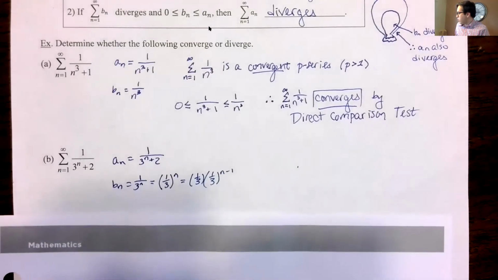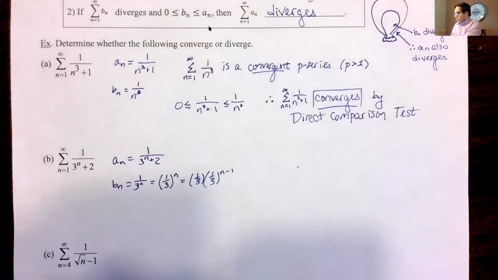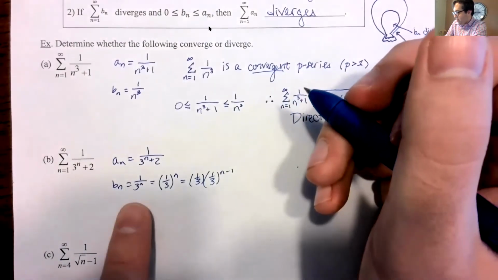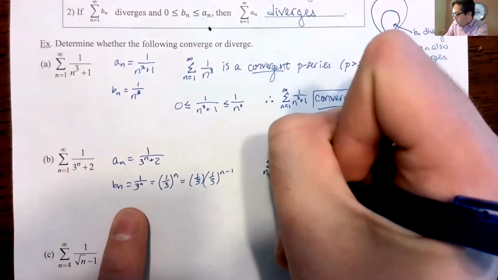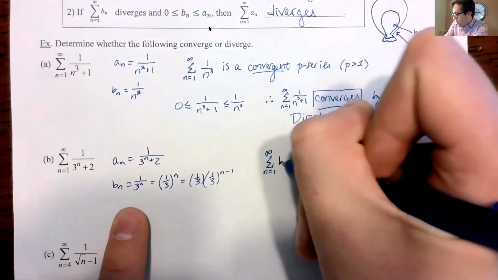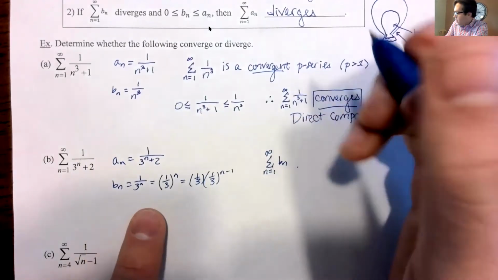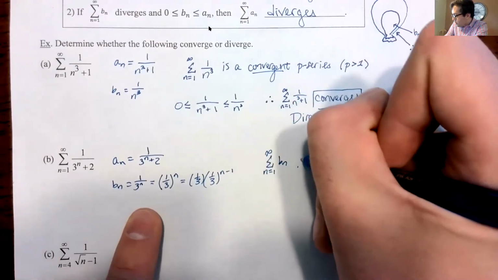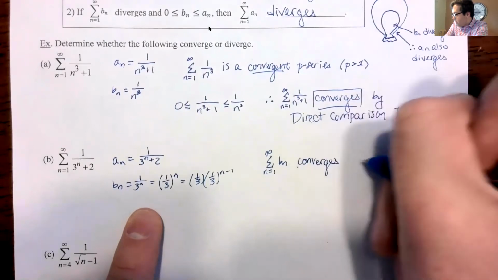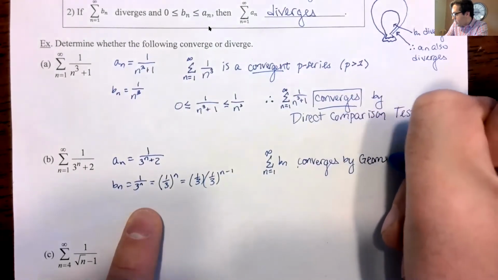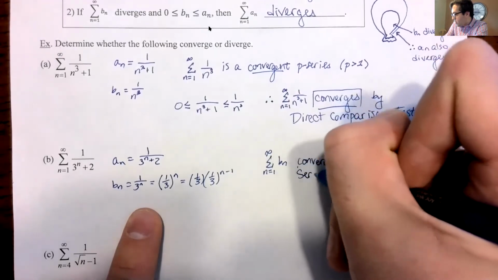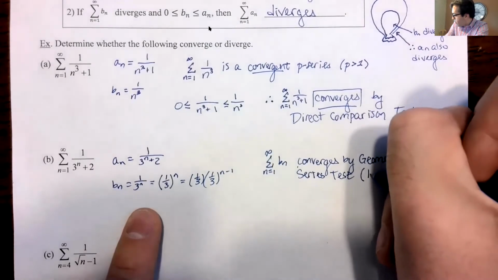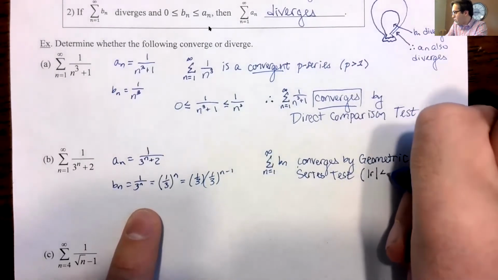1/3 is less than 1. So this converges. We could even find the sum, but we don't need to for this. So I'm going to write out that the sum, this time I'll just write from 1 to infinity of b sub n, since I already defined b sub n over here, converges by the geometric series test. And in parentheses, I'm going to say why, and that's because the absolute value of r is less than 1.